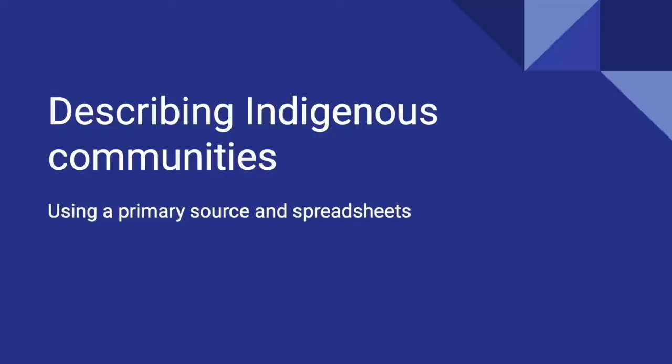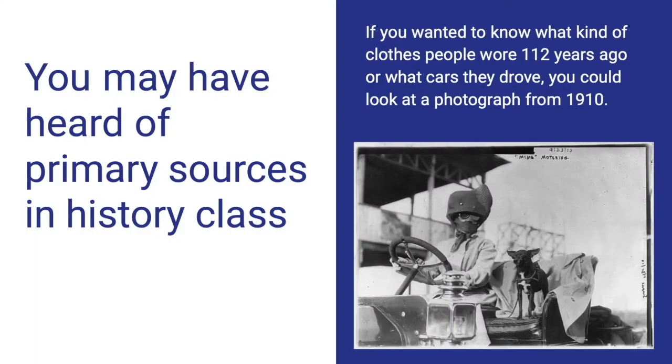Today we're going to talk about describing Indigenous communities using primary sources and spreadsheets. Now, you may have heard of primary sources in history class. If you wanted to know what kind of clothes people wore 112 years ago or what cars they drove, you could look at a photograph from 1910. That's a primary source because it's a picture of what someone's actually wearing, not someone else telling you about it.